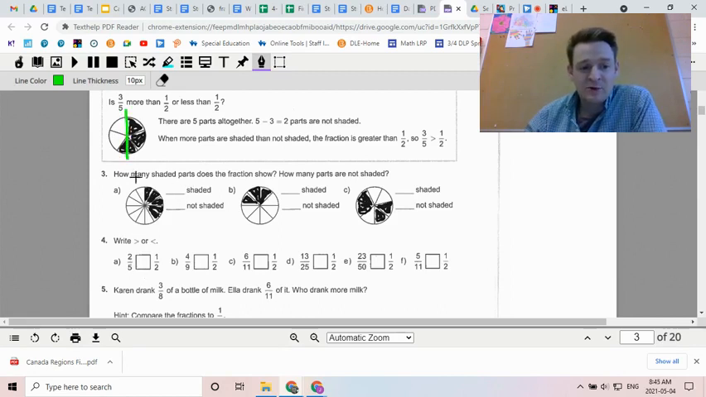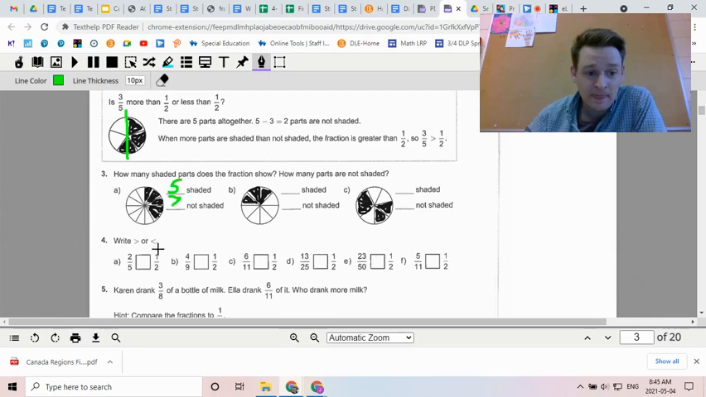So here it really wants us to break it down. It says, how many parts are shaded here? 1, 2, 3, 4, 5 parts are shaded. 1, 2, 3, 4, 5, 6, 7 parts are not. And that's all you're doing, how many shaded parts does the fraction show? So that's all you're doing.